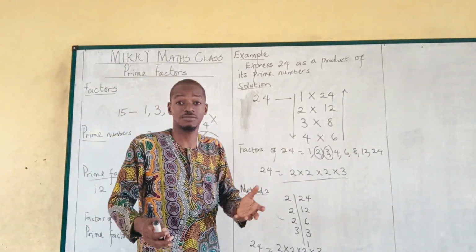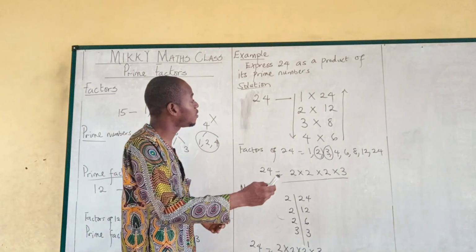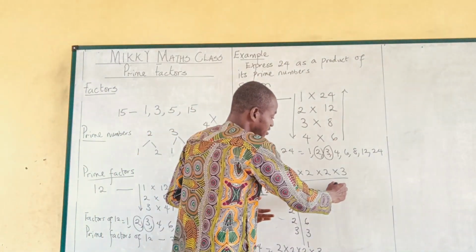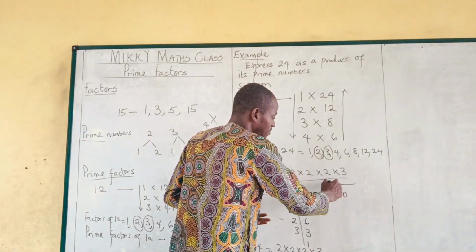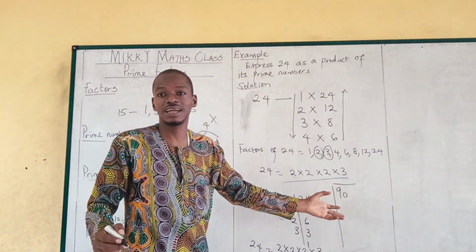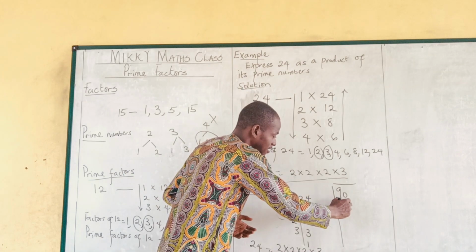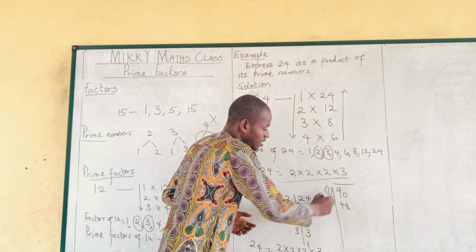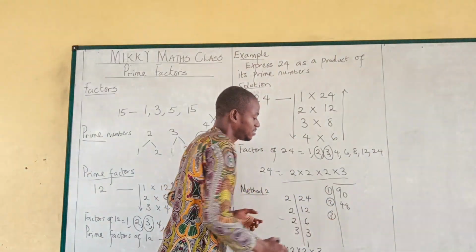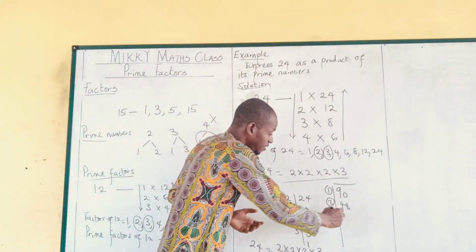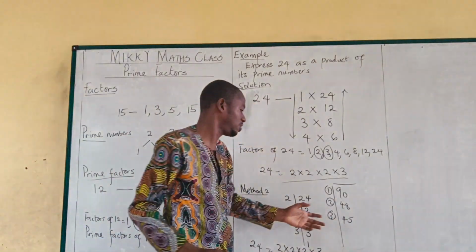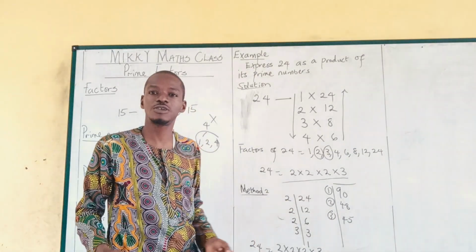You can try out other examples. For example, at home, you can try out numbers like 90, express 90 as a product of its prime factors. You can express 48 as a product of its prime factors. You can express 45 as a product of its prime factors. You can tackle this and we'll see in the next class.